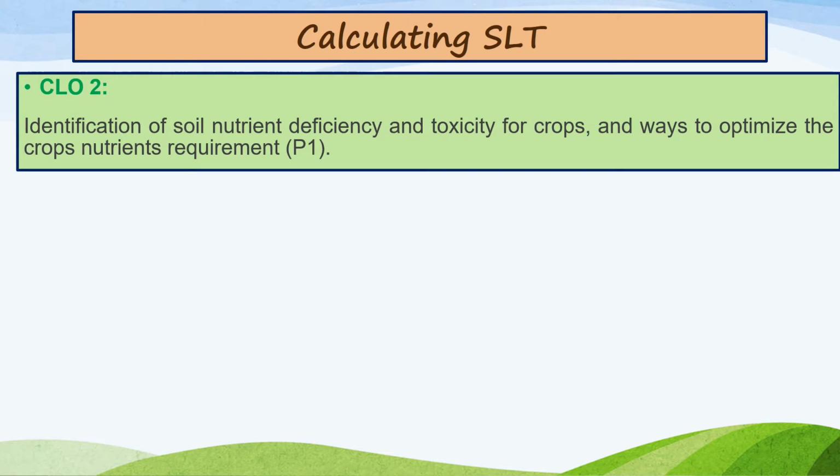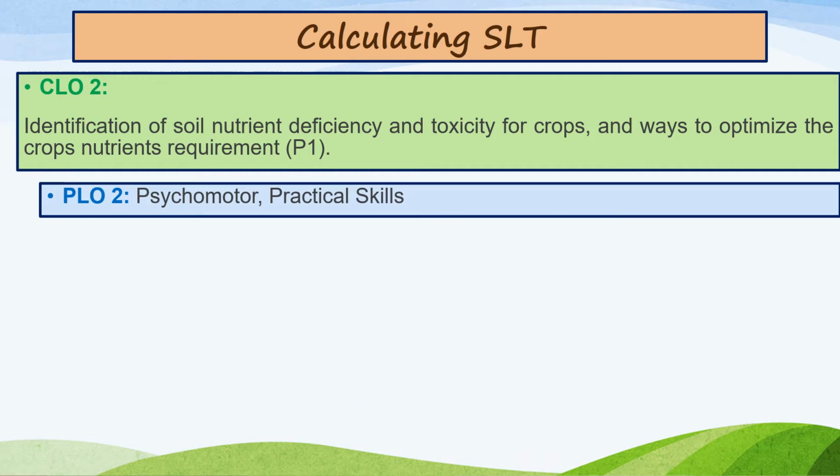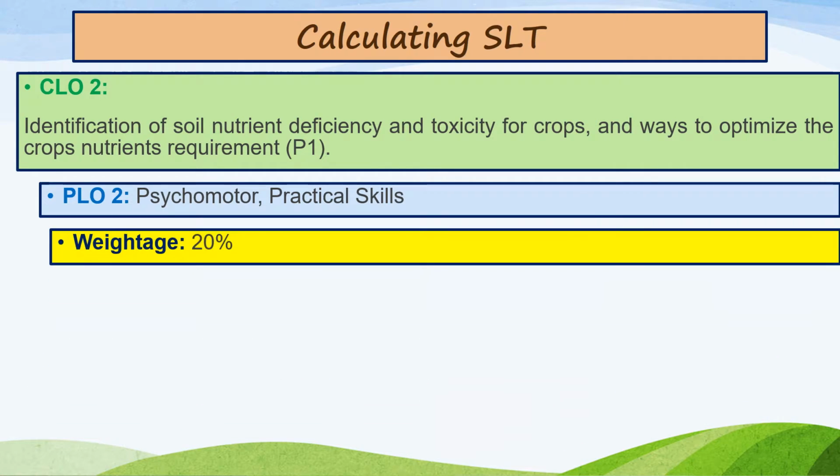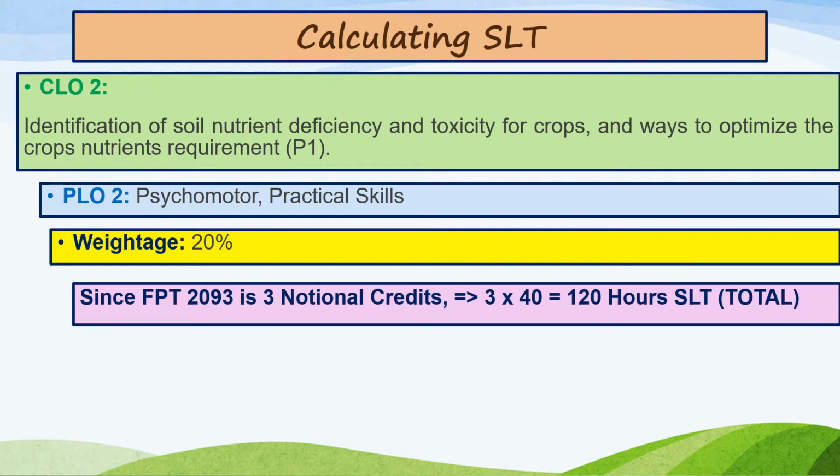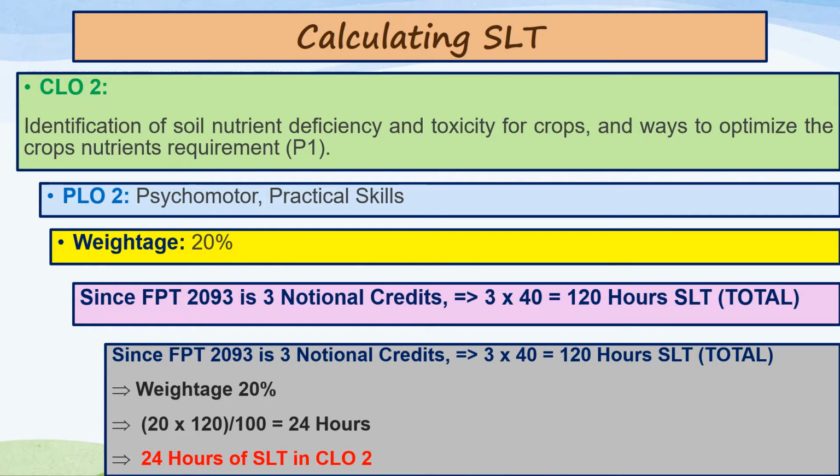The second CLO is Psychomotor Level 1. It is met with PLO number 2, which is Psychomotor and Practical Skills. It has a weightage of 20%. Again, since this course has a total of 120 hours of SLT and the weightage is 20%, thus this CLO is allocated with 24 hours of SLT.